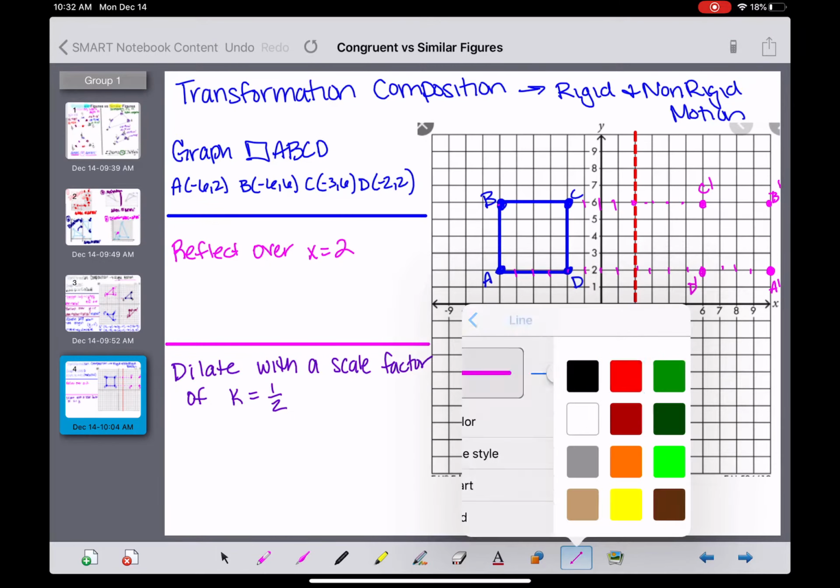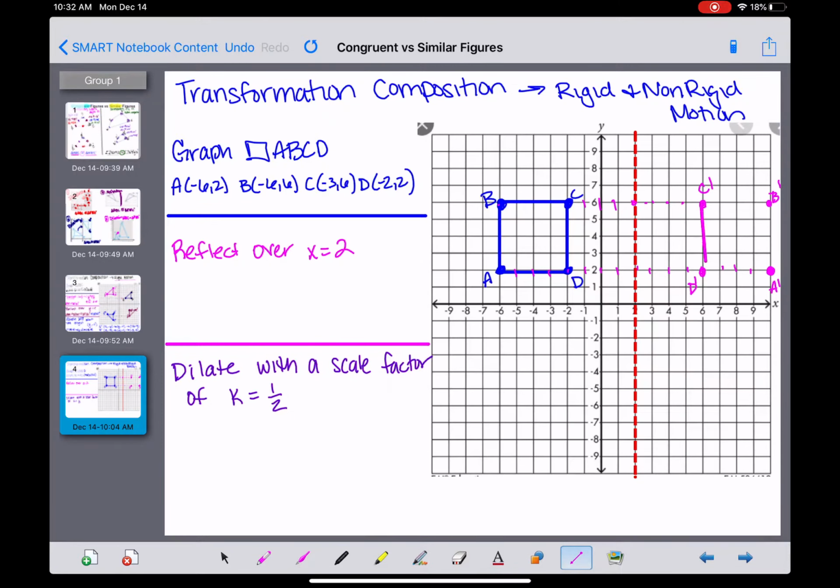I connect my coordinates. Since this is a rigid transformation, the shape of the square did not change. So square ABCD is congruent to square A prime, B prime, C prime, D prime. Last thing we're going to do is dilate with a scale factor of a half.